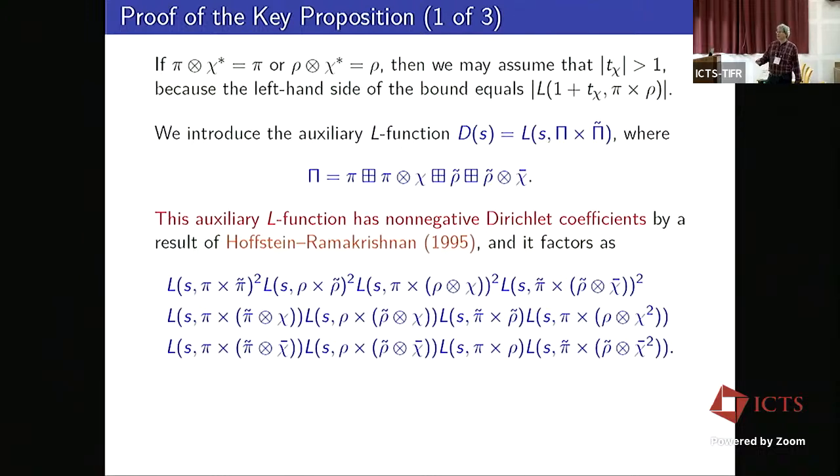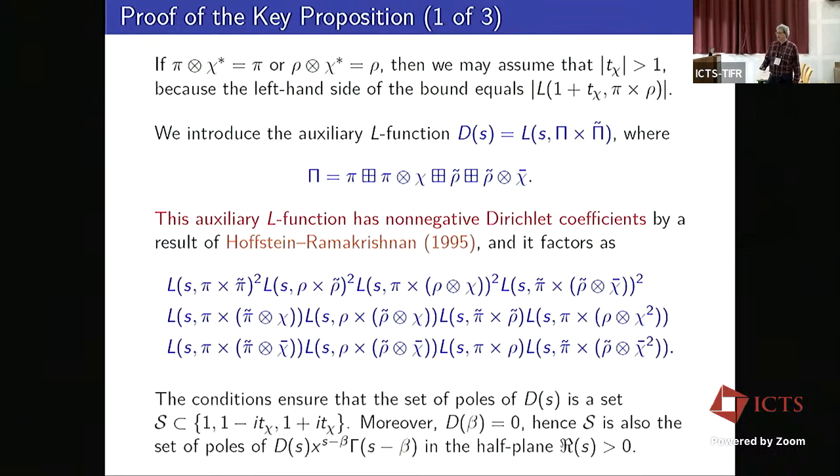That's convenient. And if you keep track of, so there are 4 summands in this isobaric sum, so there will be 16 L functions after the pairing. So there are 8 in the first row, 4 in the second row, 4 in the third row. So it looks like a somewhat scary expression, but this product of L functions is the key to the proof of the key proposition. Okay, so the conditions ensure, what are the conditions?